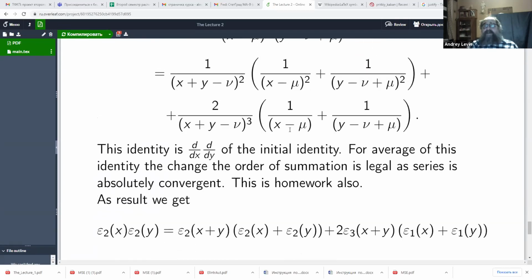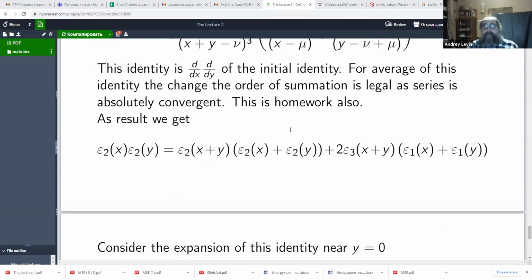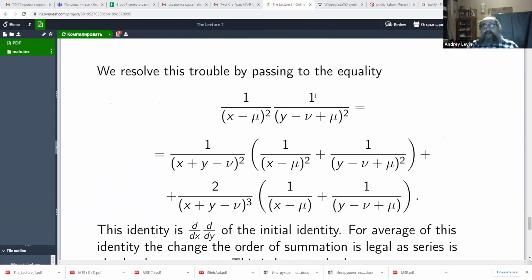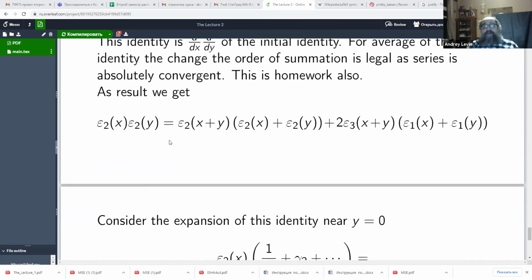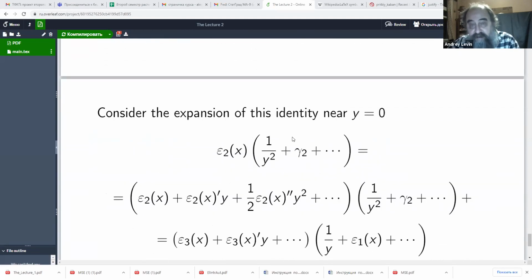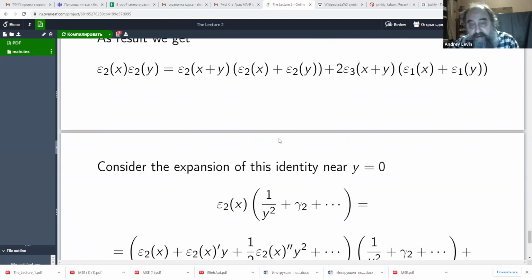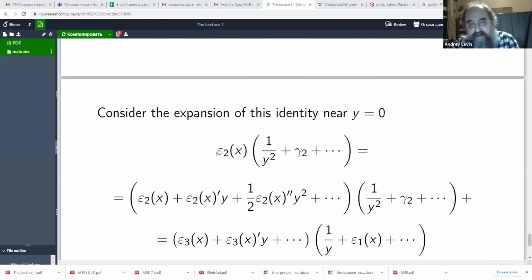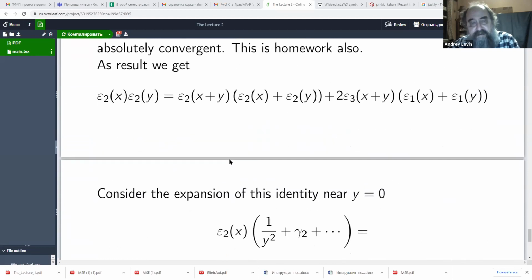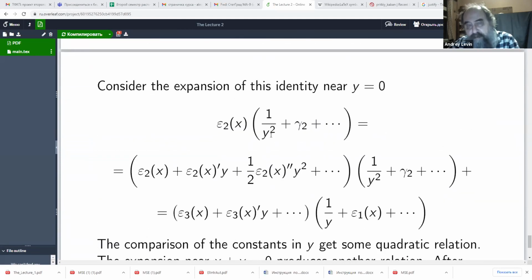So for this, I use the expansion of my function near zero. Yes, so if we average this formula, then we get such a formula, which is not so nice, but it is okay. So now I substitute in this formula the expansion near y equal to 0. So if y is near 0, then epsilon 2 of x is epsilon 2 of x, and epsilon 2 of y is 1 over y squared plus gamma 2. Yeah, so all is written here, yeah?